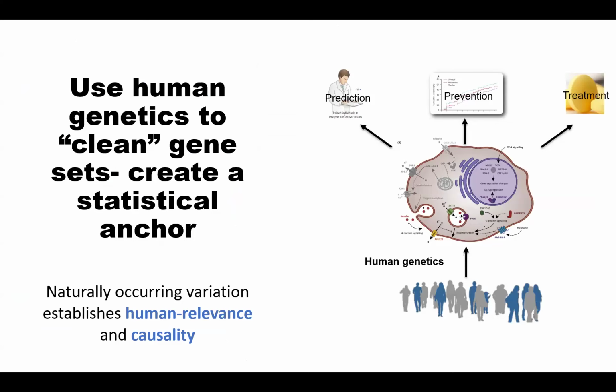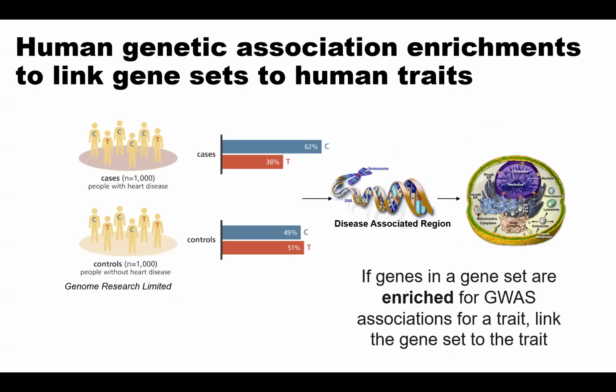And we get to do that with the beauty of human genetics. This is because we can use human genetics to essentially clean the gene sets and create a statistical anchor. The nice thing about human genetics is that they are observations of nature, right? And they assume causality and have human relevance, right? We all know this as human geneticists. Moreover, genetic association enrichments can link gene sets to human traits, right? So if the gene sets are enriched for GWAS associations, that can link to a gene set of that trait, right? So that's your context.